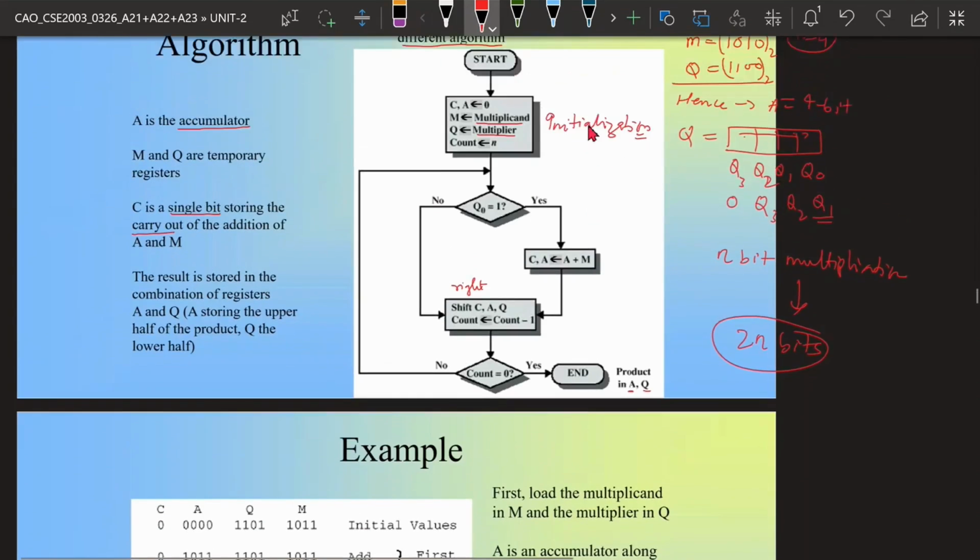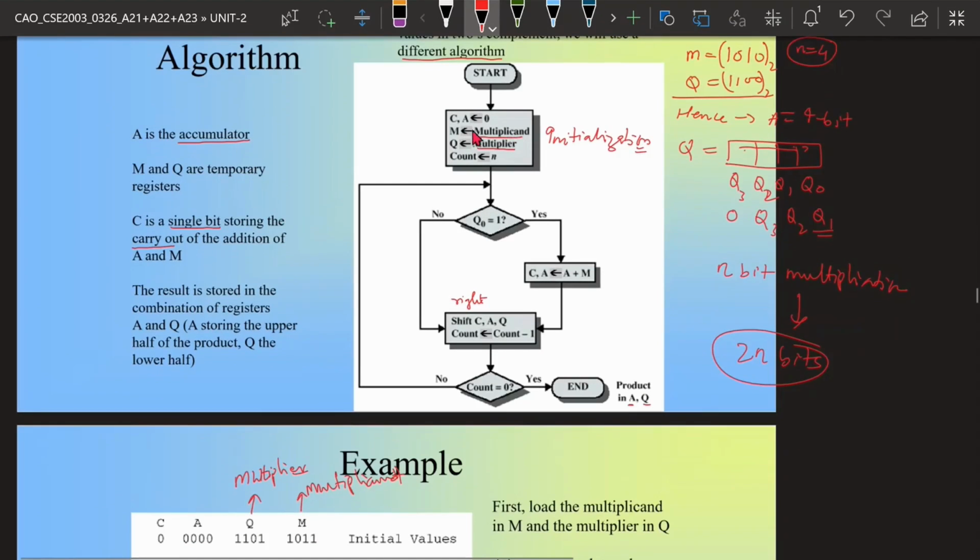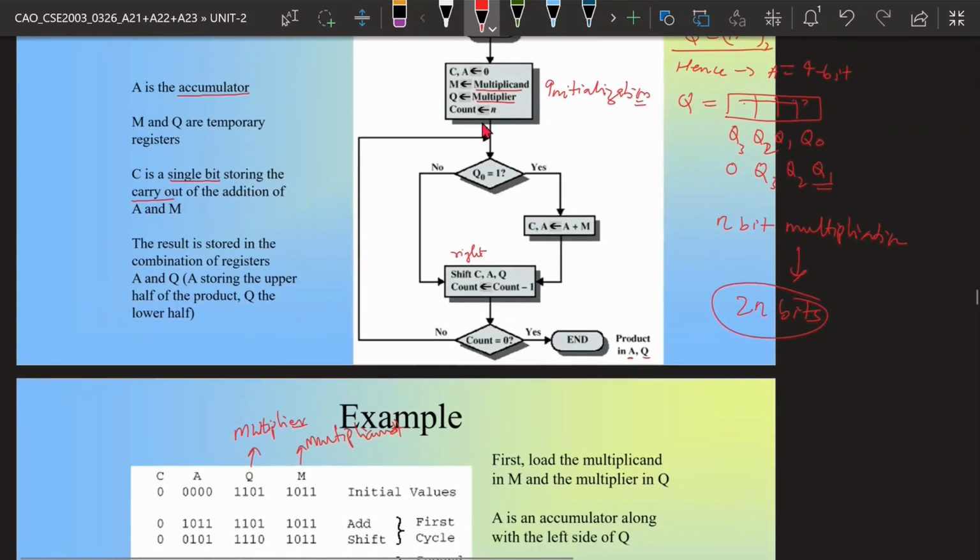So once we go with this initialization step, the initial values will be: accumulator will be 0, 0. Suppose for an example, the Q we have taken is 1, 1, 0, 1. This is the multiplier, and this is the multiplicand. At the starting, we place the value of the multiplicand into M, the multiplier into Q, and the accumulator, that is A, is 0 and C is 0. So in the first step, we have initialized that.